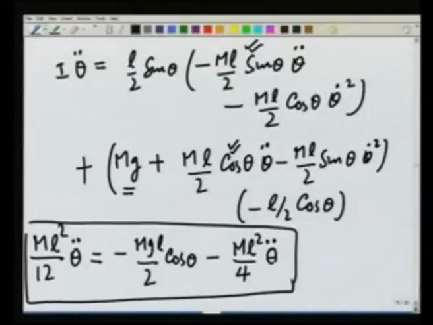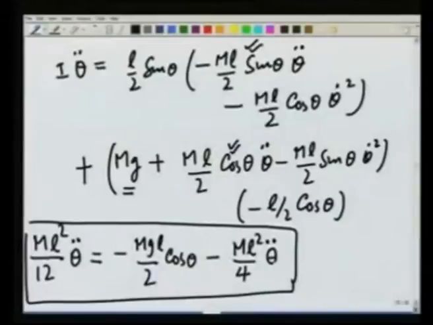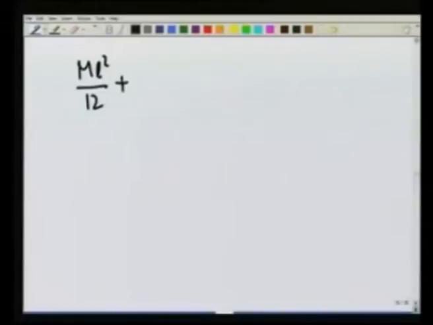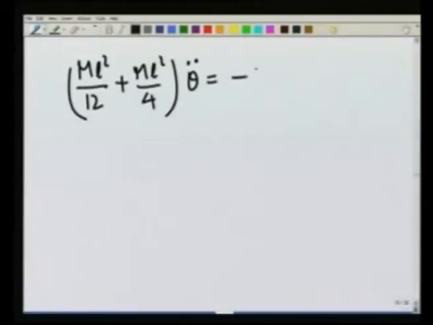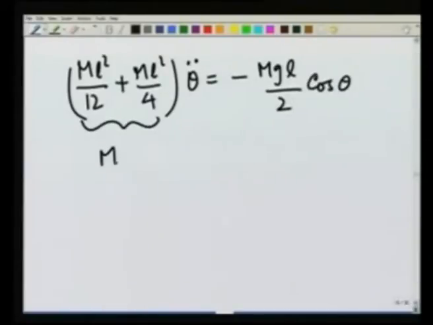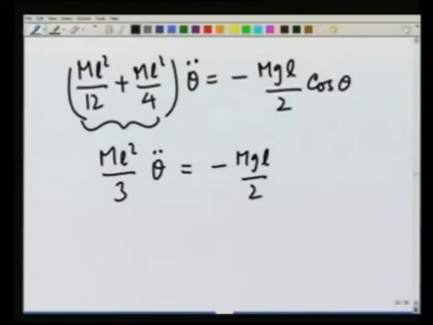When I substitute for N1 and N2 into the equation for torque, if I take this over to the other side, I am going to get m L square over 12 plus m L square over 4, theta double dot is equal to minus m g L over 2 cosine of theta. This is m L square over 3 theta double dot is equal to minus m g L over 2 cosine of theta.